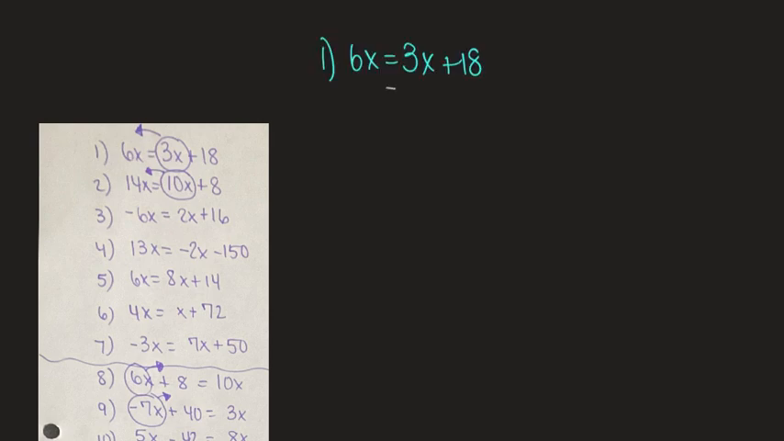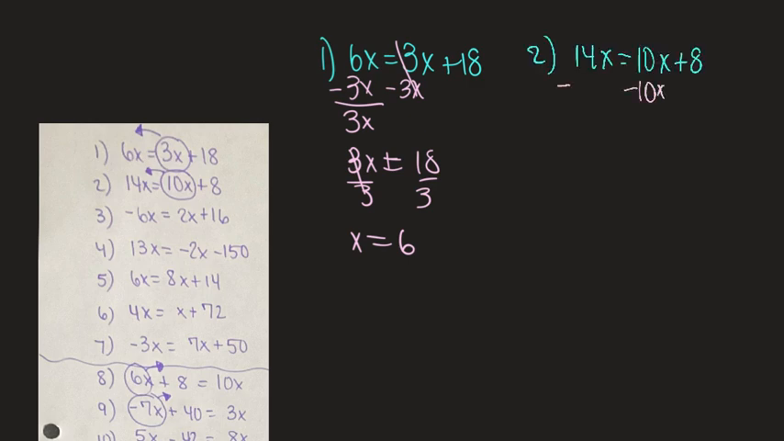Number 1. Minus 3x, cross out what's my answer, rewrite the question, divide by 3, cross out what's my answer, x equals 6. Number 2, minus 10x, cross out what's my answer, rewrite the question, 4x equals 8, divide by 4, cross out what's my answer, x equals 2.